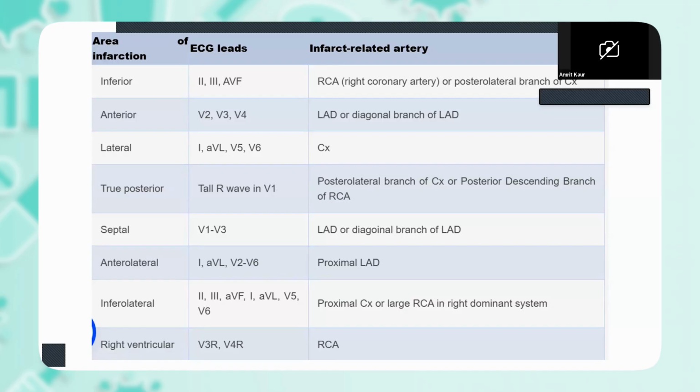But the true posterior and right ventricular, these are tricky. They come in your EDIC 1 and they come in your EDIC 2. Anybody who would tell me how you diagnose a posterior MI from your ECG?